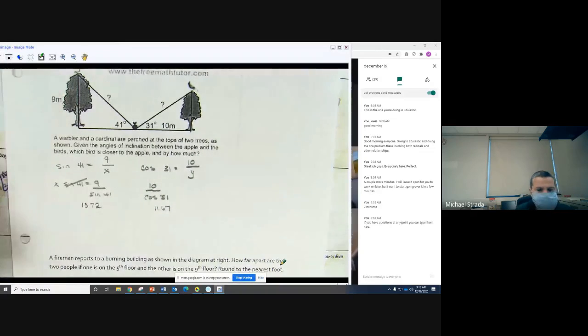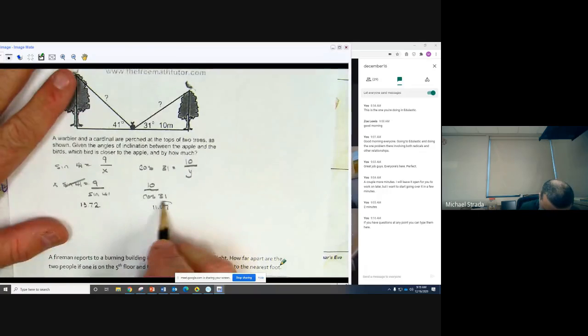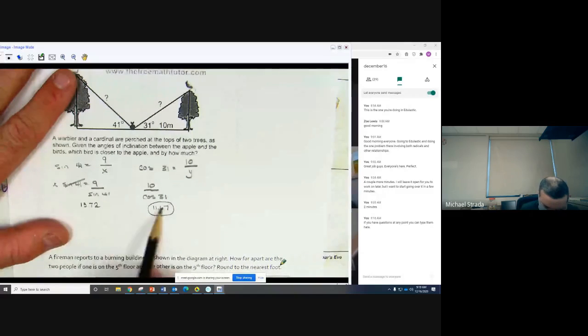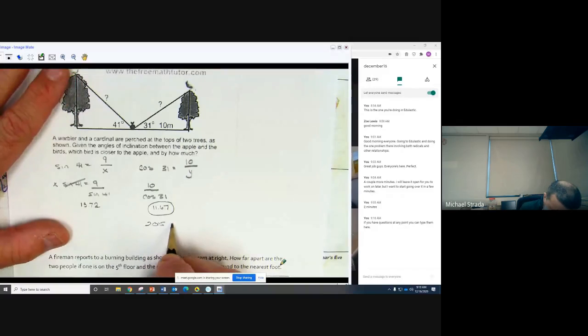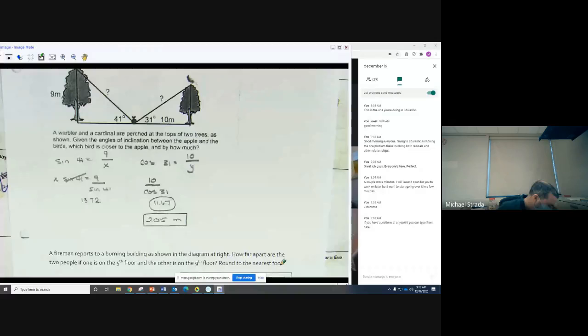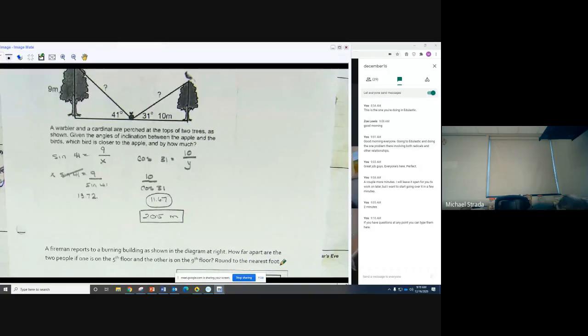All right. So obviously the cardinal is closer, and then we would just subtract and go 2.05 meters. All right, and then that would be all.